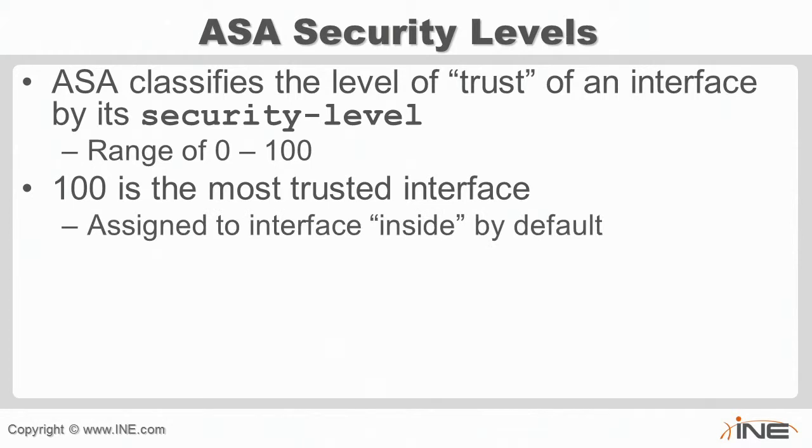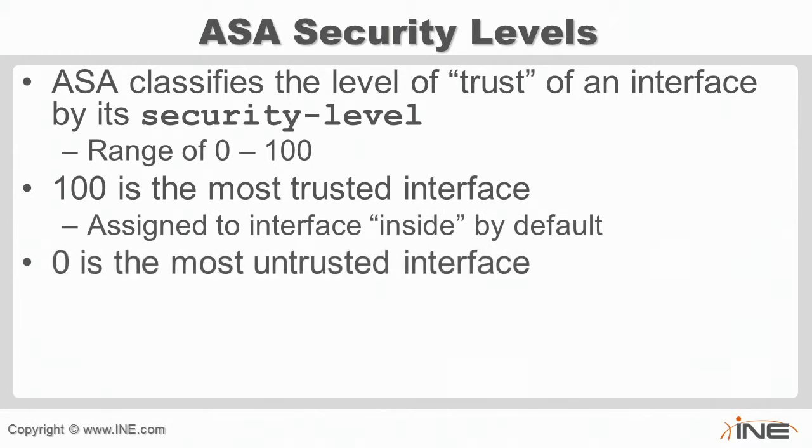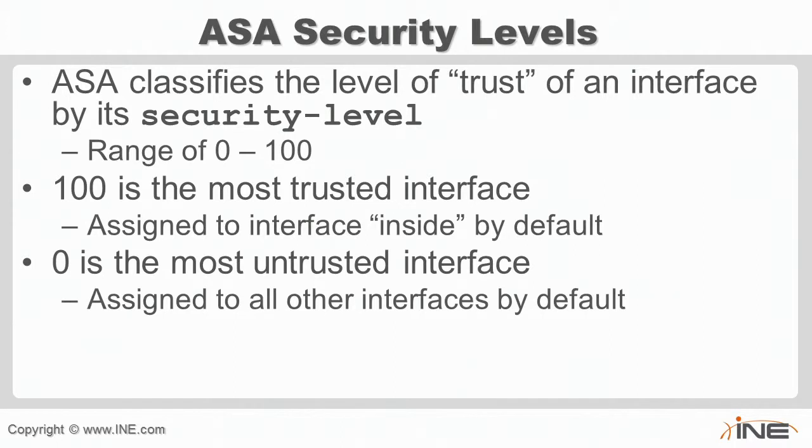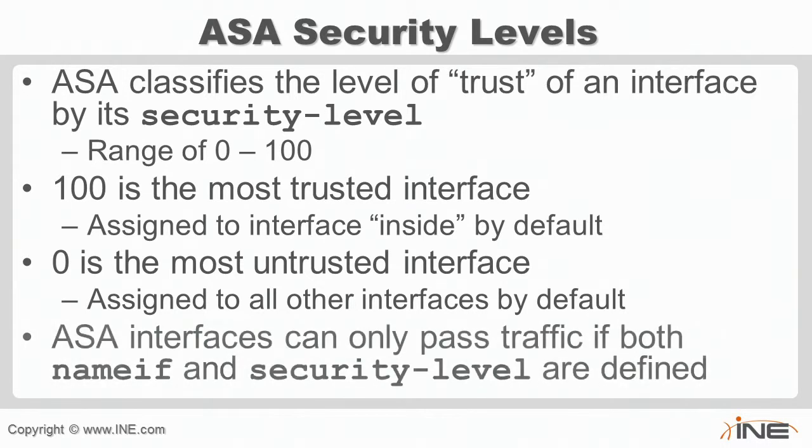This is going to be assigned to the inside interface by default, and 0 is going to be the least trusted or the most untrusted interface, which is going to be assigned to all other ones by default. Now, a key point to note here, and we'll see this when we get to the actual implementation, is that the ASA is only going to pass traffic if we define both the names, or both the interface's name and the interface's security level.